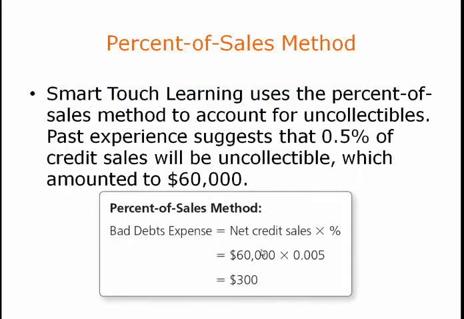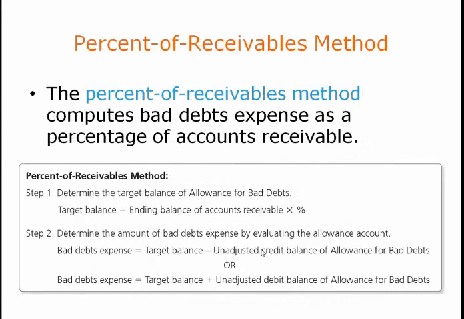And so here's the example you have. We had 60,000, and they've determined that 0.5% or 0.005 is what they can't collect. So it's $300. And what this business is going to do is debit bad debt expense and credit allowance for bad debt. If we look at percentage of receivables, we want to set the balance as a percentage of receivables. And so we're going to look at a targeted balance as a percentage of the accounts receivable, and you make some adjustments to that.